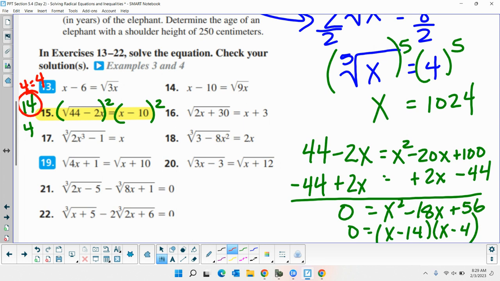So 14 worked. That was good. We put 4 in here. 2 times 4 is 8. 44 minus 8 is 36. The square root of 36 would be 6. And 4 minus 10 is negative 6. Are they equal? No. So the 4 didn't work. So 14 was the only answer for number 50. Okay? We good? Any questions?